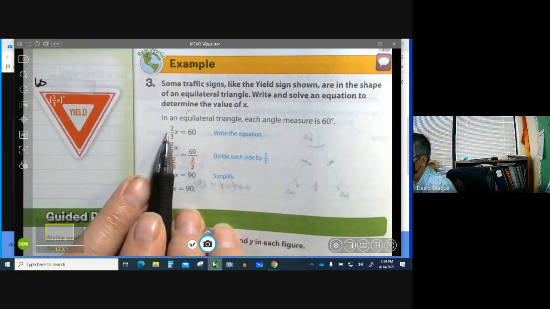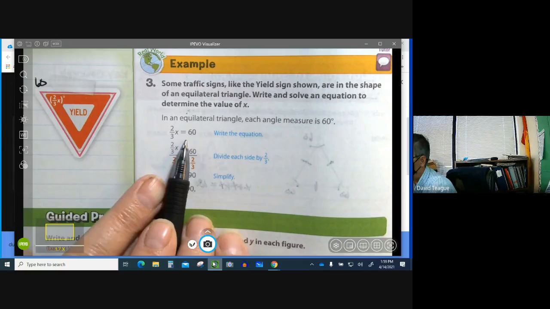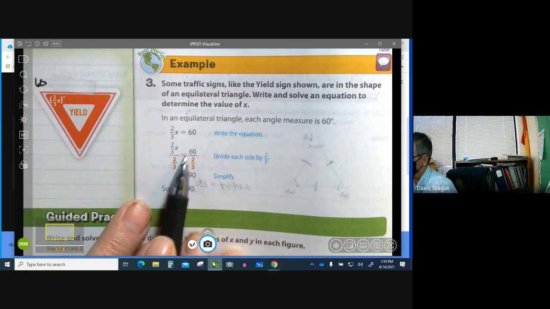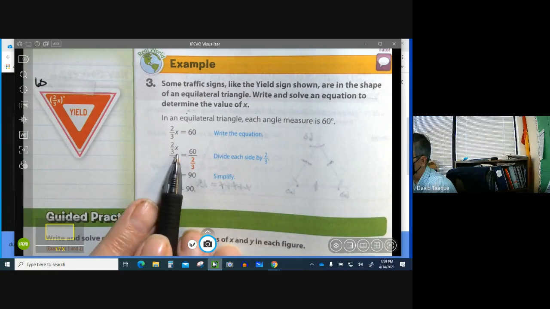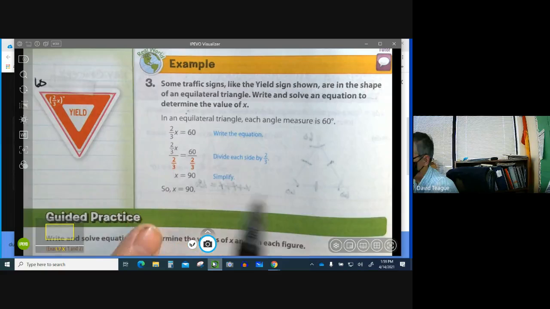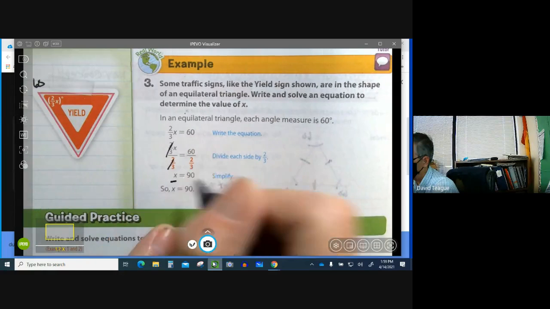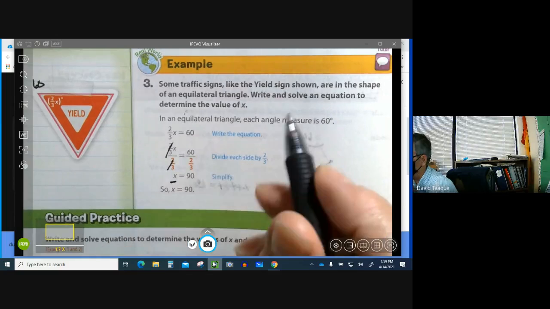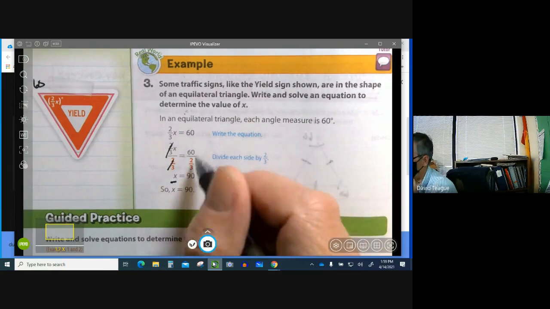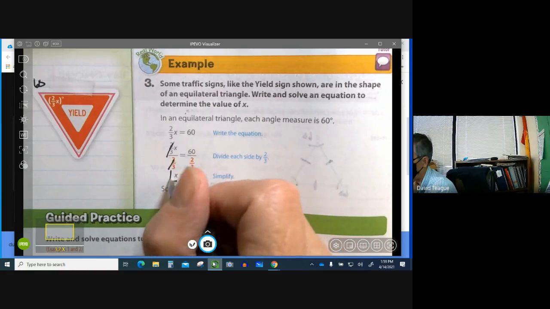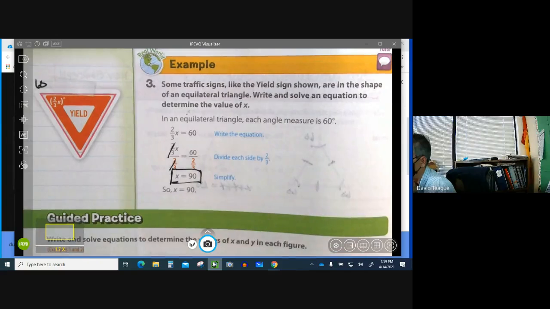So our equation is 2/3 x is equal to 60. If I have 2/3, that's multiplication, so I'm going to divide by 2/3. This cancels out and leaves me with x. Then I have to divide 60 by 2/3, and when I do that, I get 90. So x is equal to 90.